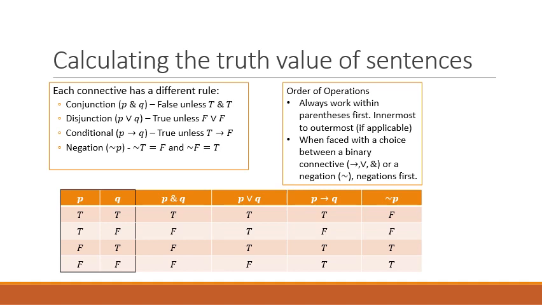So when you're faced with a negated letter, it's okay to go ahead and do that first, and then move on. I'll show you how this works with our examples in a second. But when faced with a choice, with no parentheses, but a negation and a binary, you do the negation first.